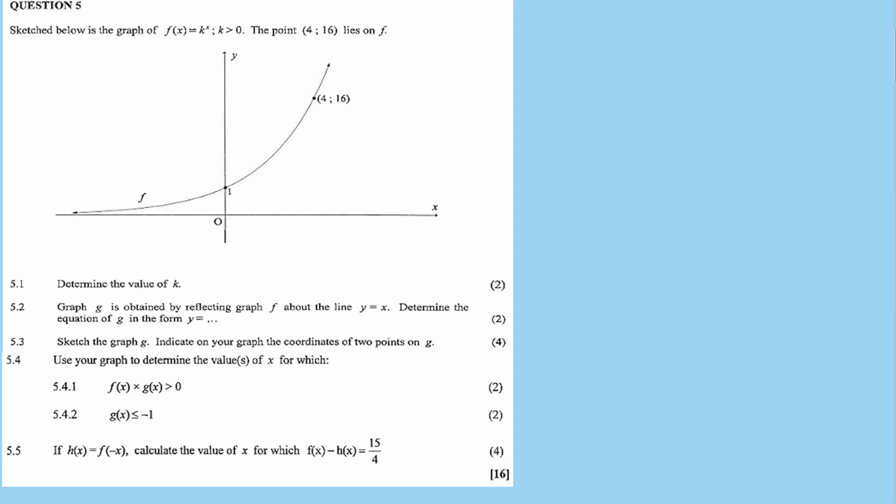But sketched below is the graph of f of x equal to k raised to exponent x, where k is greater than 0, meaning k is a positive value. The point (4; 16) lies on f. In fact, we have two points: 4 and 16, and the y-intercept 0 and 1. Yes, this is an exponential function, right?